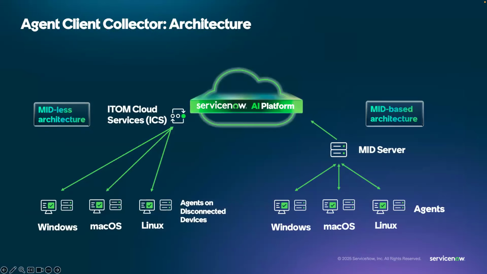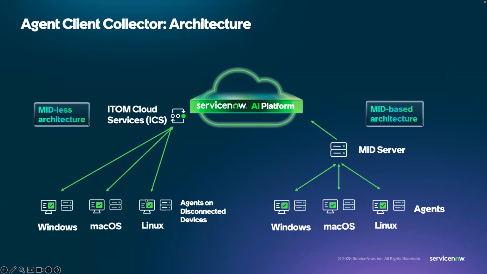And when we think about it from an architectural perspective, we have two manners of integrating those agents with the instance and populating the CMDB. We've got a MID-based architecture where the agent is establishing a connection to a MID server within your firewall, and then that MID server is pushing the data from those agents over to the instance. And then, as of I believe Q2 of this year, or maybe it was Q1, we have what we call the ITOM Cloud Services, or ICS. So this is really just Kafka infrastructure running inside of our data centers where your instance is hosted.